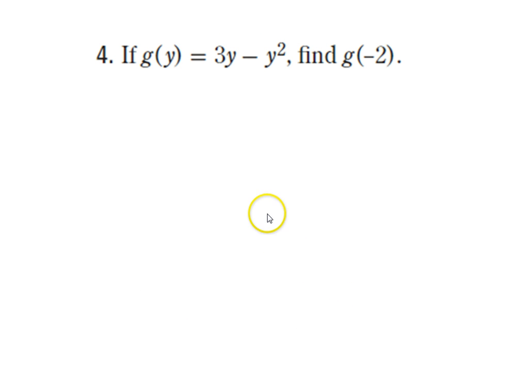And number 4, another function. We're given a function called g, and g of y. So y is the value, our input value, or our input variable. We have g of y equals 3y minus y squared, and we are asked to find g of -2. So what we're going to do is take -2 and plug it in for our y values. We want to be careful with this one because we have a negative here and a negative for our input value, and they are not the same thing.